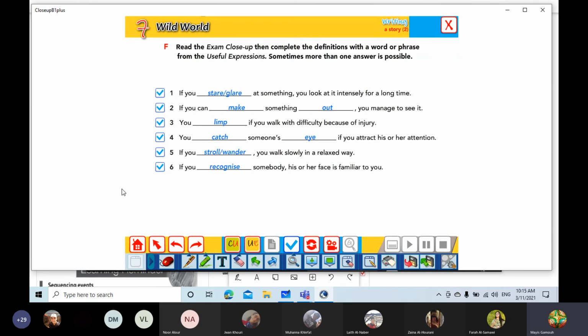Do you have any question regarding the exercises from your students book? No, teacher, thank you. Number 1, can we say if you gaze? Gaze, yes, because if you gaze at something, yes, sure. Okay, thank you, teacher. Anytime, dear.